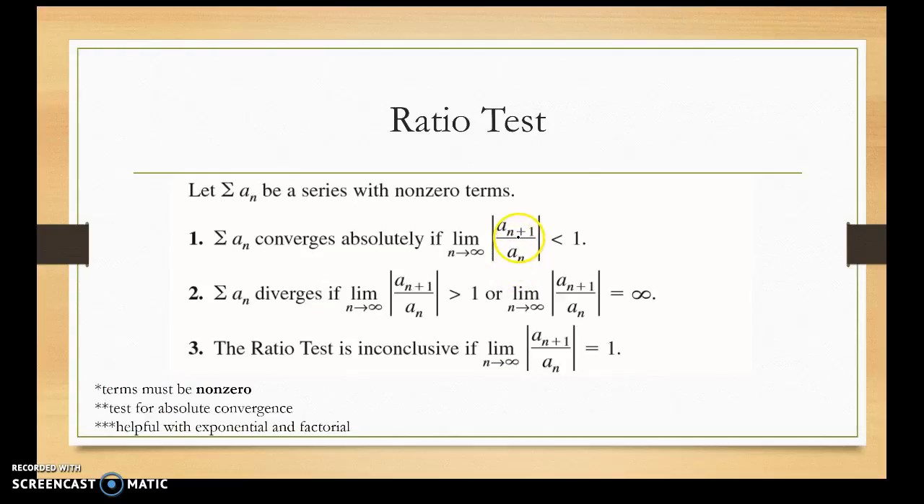This is our limit comparison. Looks like our limit comparison. Limit of the absolute value is less than 1, series converges absolutely. Diverges if the limit is greater than 1 or doesn't exist. Inconclusive if the limit is equal to 1. So if it's inconclusive, we've got to go to another test.